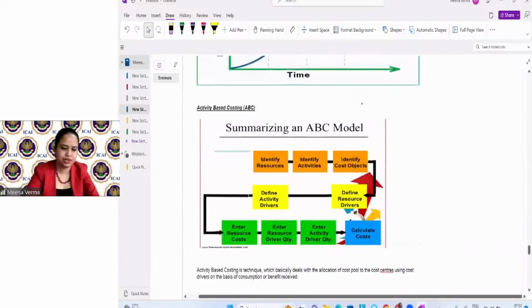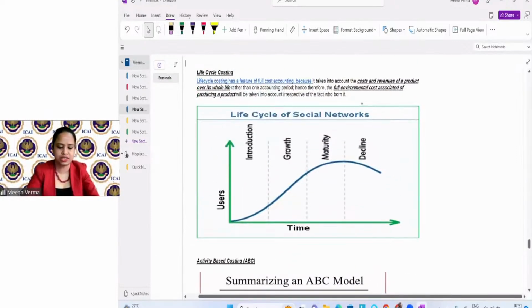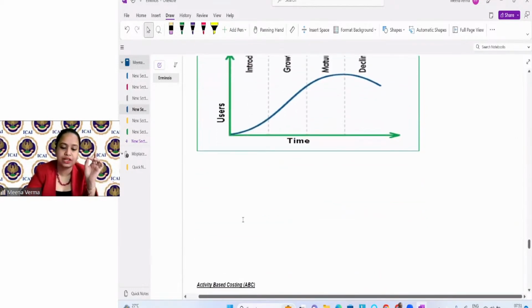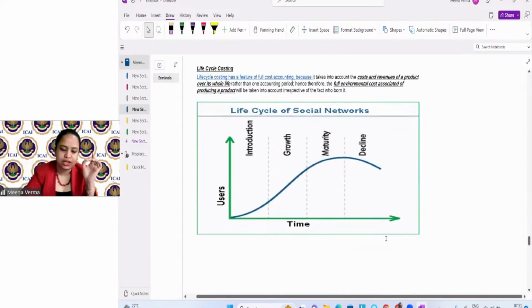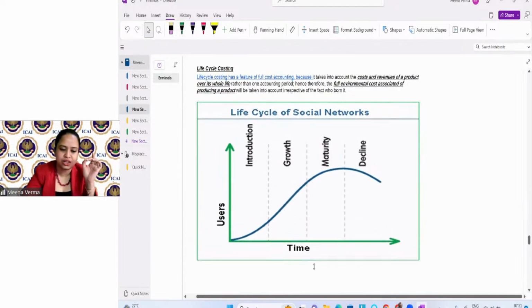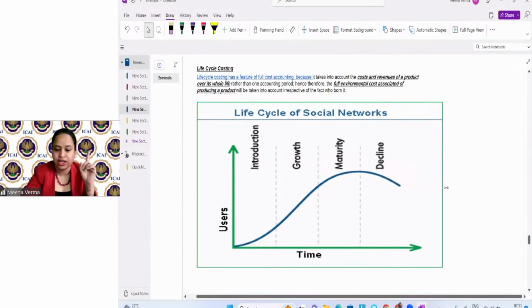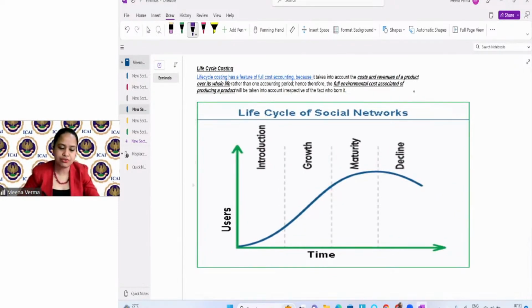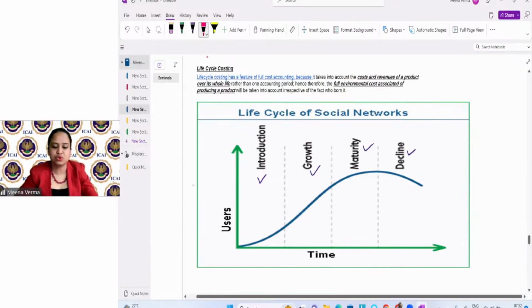Flow cost accounting. Then we have life cycle costing. In case of life cycle costing, we will study what environmental cost we are incurring during the entire life of the product. We have learned about life cycle costing. It means the cost which we incur during the entire life of the product. Every product has a life. We studied in the last session that over the life, the product will pass through introduction stage, growth stage, maturity stage, and death or declining stage.